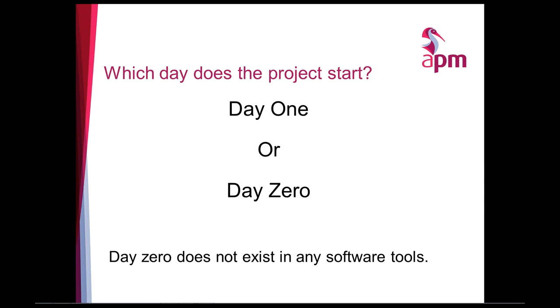Yeah, because if something's a 1-day duration, it starts on day 1. 1 plus 1 is 2. Well, no, that's not right. It still finishes on day 1 because it started in the morning and it finished in the evening. But I think this will become clear as we start to show you some of the examples.